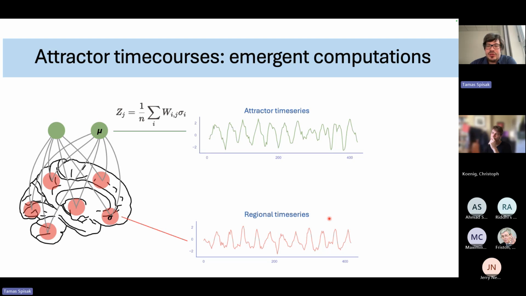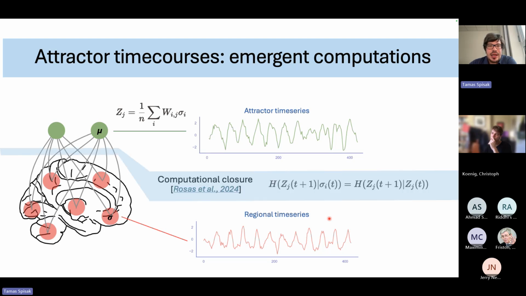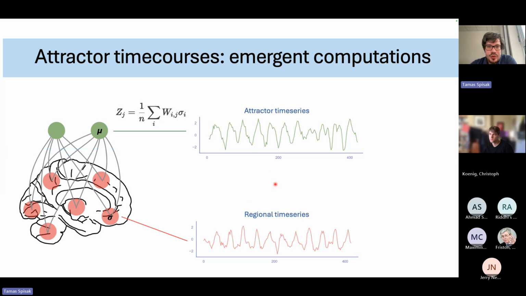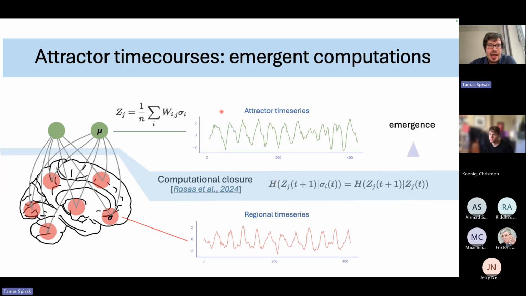And interestingly, based on some recent results by Rosas and colleagues, it turns out that attractor networks perform integrative calculations based on the similarity between the present and stored patterns at this level. So basically, in other words, the attractor time series and computations constitute an emergent level over the lower level nodes' time series.